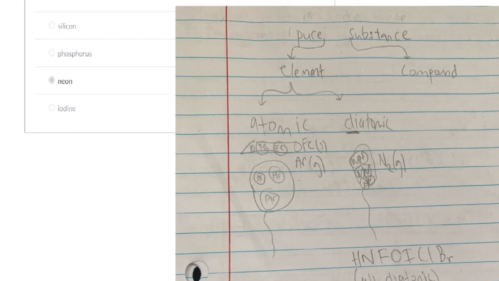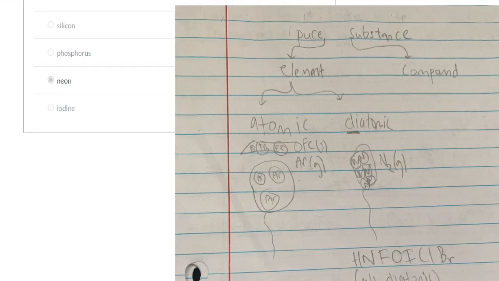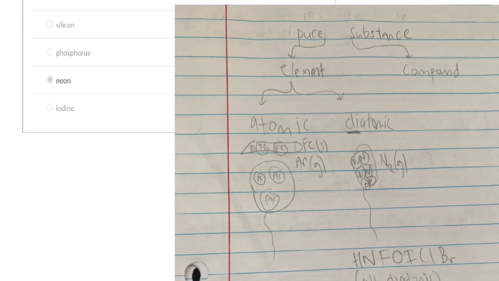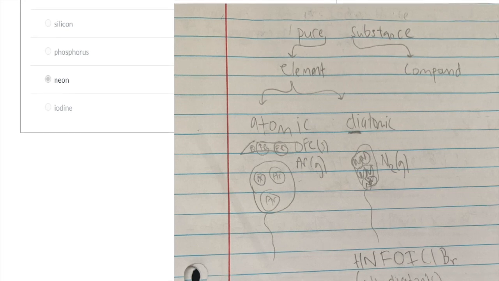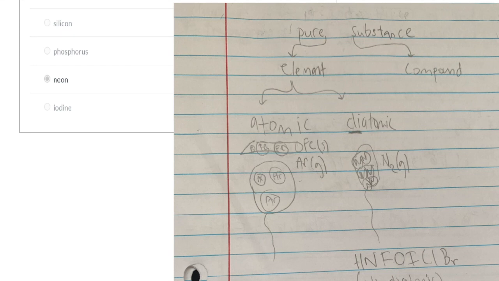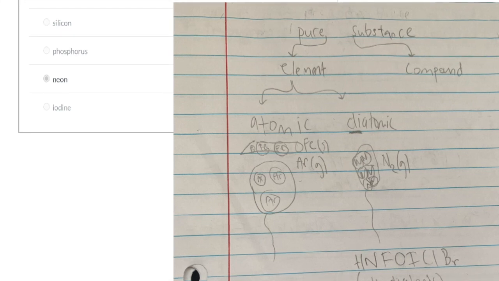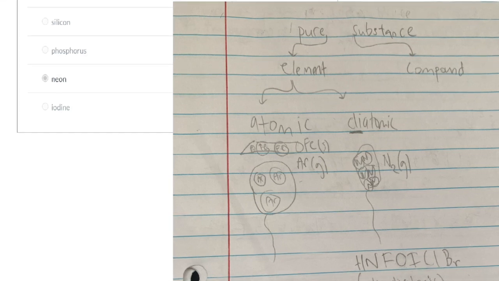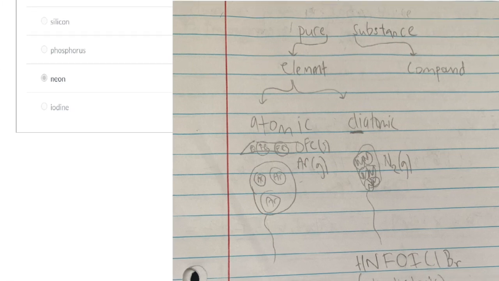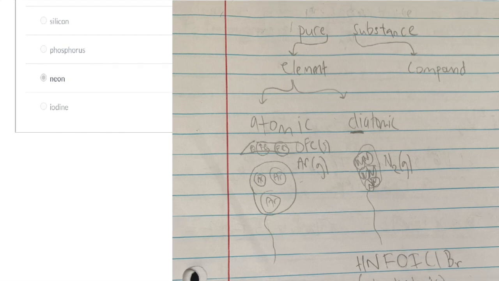And so in the question that we're asked, we are given the options silicon, phosphorus, neon, and iodine. And as you guys can see, the only diatomic element in here is iodine, because silicon, phosphorus, and neon aren't. And since it's asking us X2 in this pure form, we just went over that diatomic elements are written as X2 in this pure form because there's two atoms of the same element.